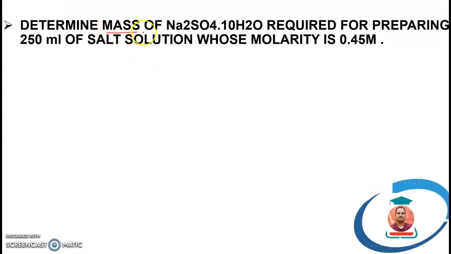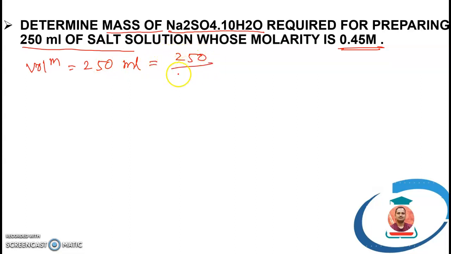Determine the mass of Na2SO4·10H2O, a hydrated salt, required for preparing 250 ml of salt solution whose molarity is given as 0.45 molar. So what is the mass we have to find out? First, what is the volume given? Volume equals 250 ml, so in liters it will be 250 by 1000, which comes to 0.25 liter.